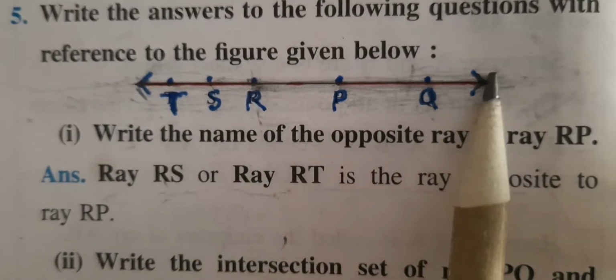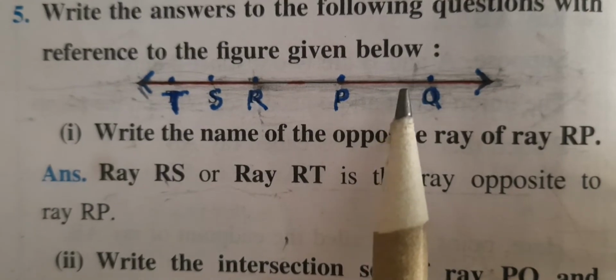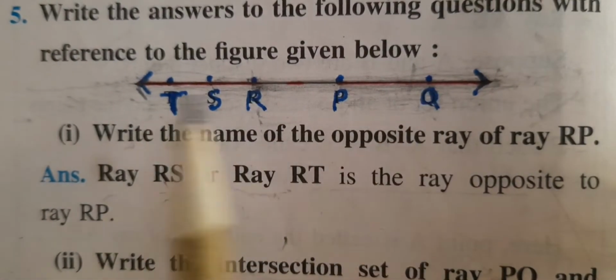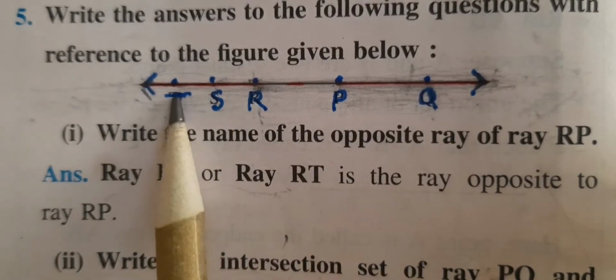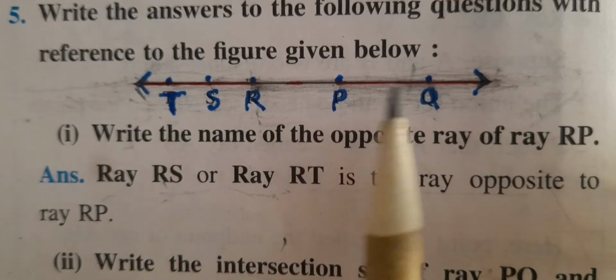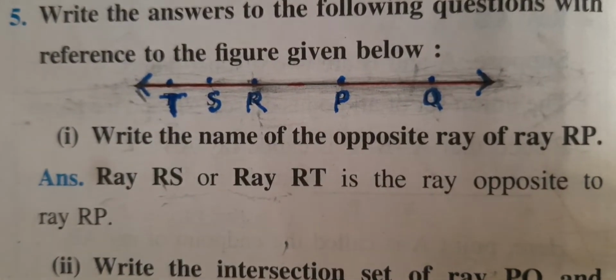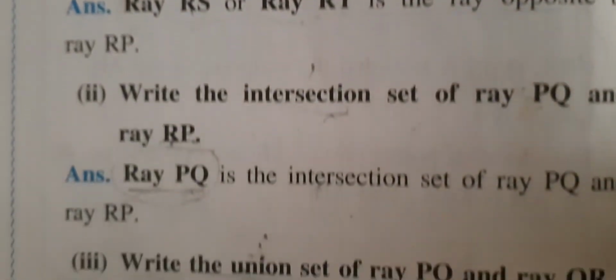Segment QR is also a subset of any ray which is going in this direction. That is ray QR. Ray QR can also be named as ray QP or ray QS or ray QT, right? So it's a subset of all these rays.